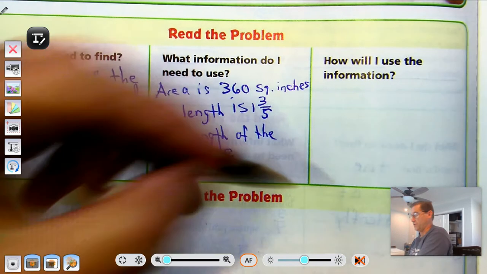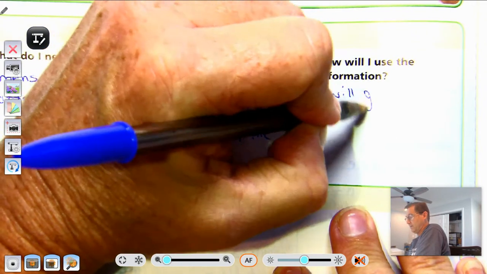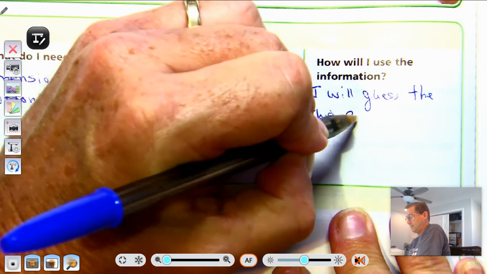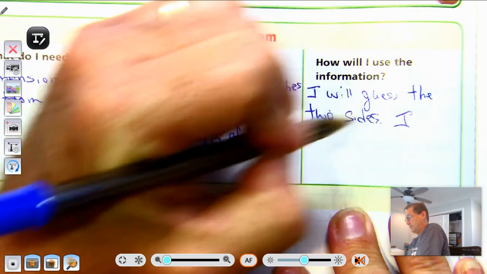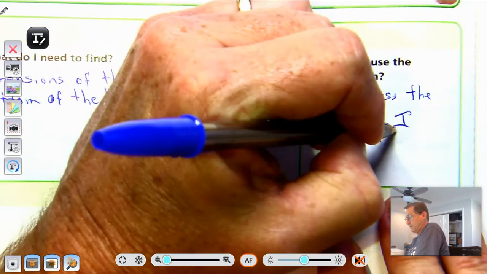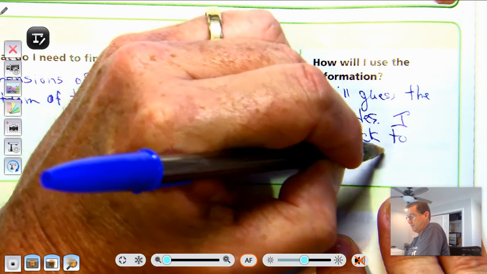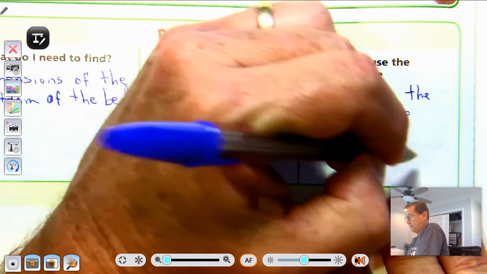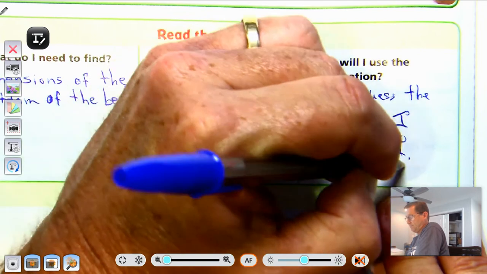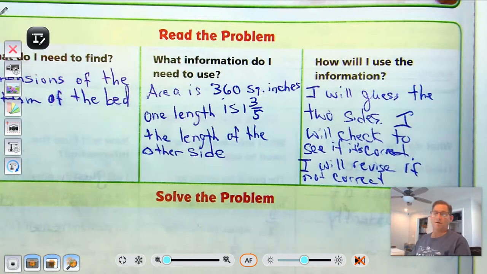Well, how do I use it? We're going to use the guess, check, and revise method. I will guess the two sides. I will check to see if it is correct. I will revise if not. All right.